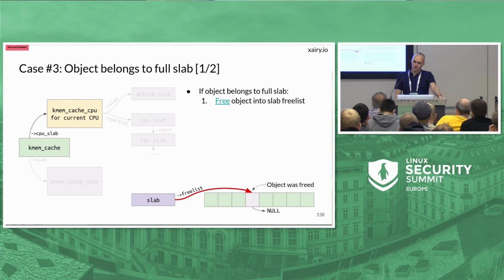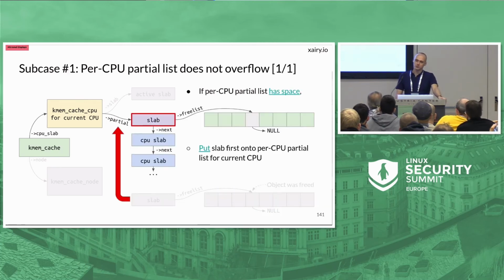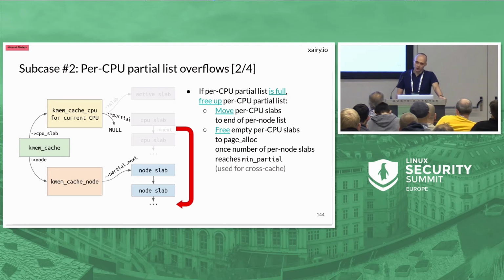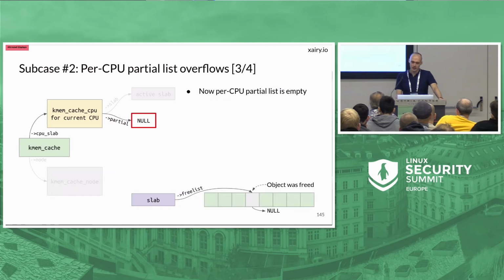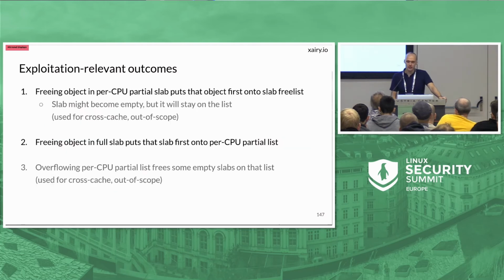First the object gets onto the free list, then the slab allocator tries to move the slab to the per CPU list. If the per CPU list has space, the slab just gets put first on the per CPU list. If the per CPU list is already at the limit, the slab allocator is going to free it up by moving the slabs to the per node list, and then it's going to put the new slab first onto the list. This might be quite a few details to understand immediately, so those who want to figure out how this works will have to go through the slides once more. But here I'll give you the most important outcomes that we need to discuss the next strategies.